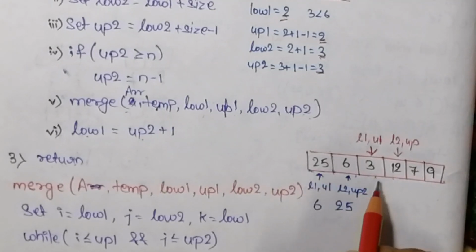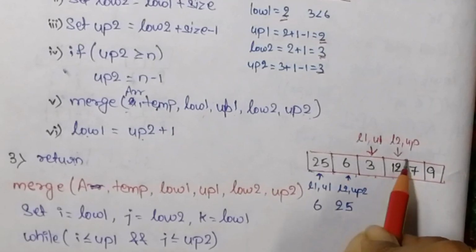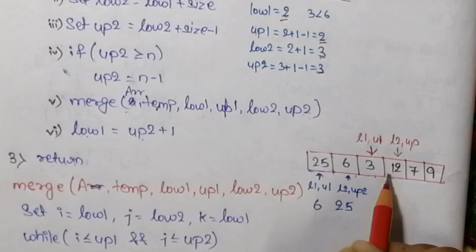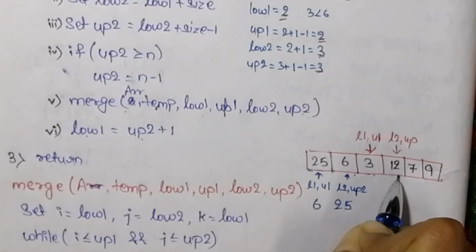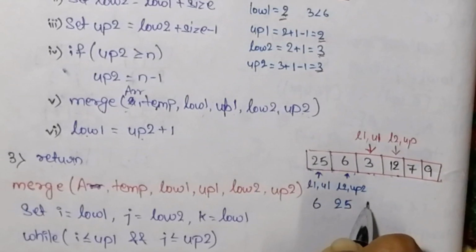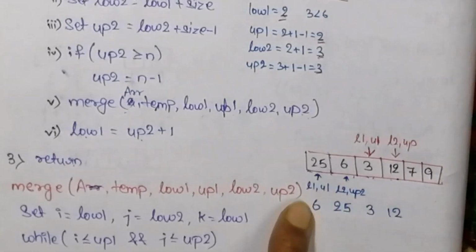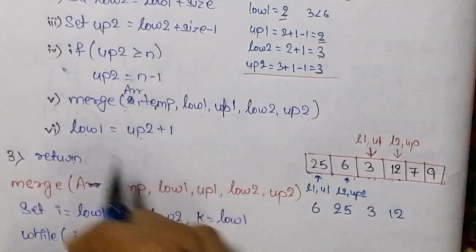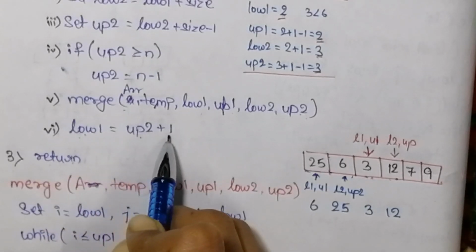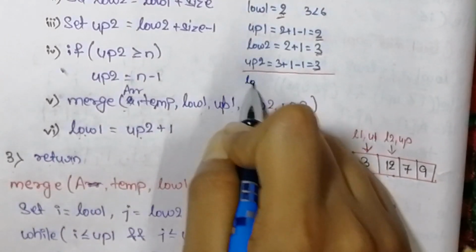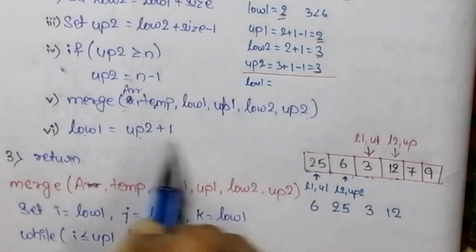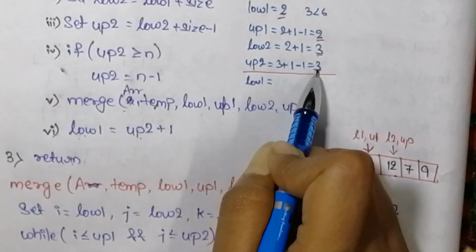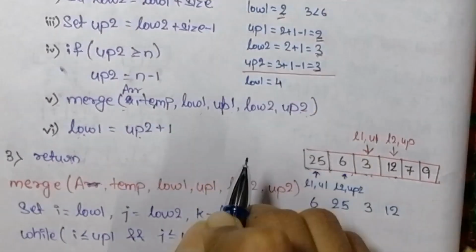Okay, so now we will sort these two elements into a single array. As these are already in their sorted position, this will stay like that only, right? Now after execution of this function, the control will again go to displace, and low1 equals up2 plus 1, that is low1 equals up2. The value of up2 is 3, so 3 plus 1, that is 4, right?